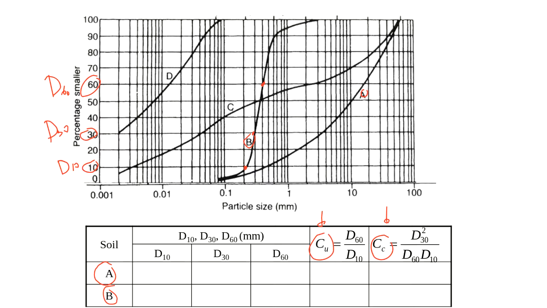So for this one, D10 will be about 0.23, right here 0.23 millimeters. The D30 is right where we have here 0.3, and D60 is a little bit more than 0.4, probably 0.41.